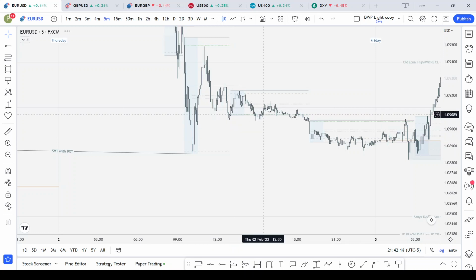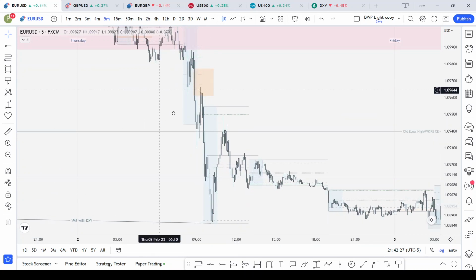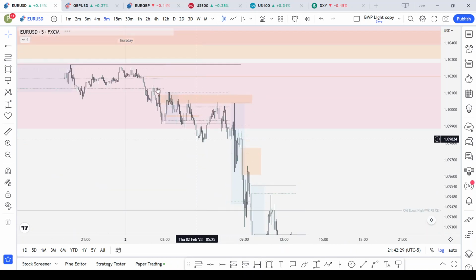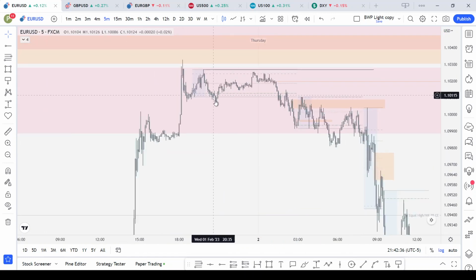Close below it, rallies into the middle, rejects. Close below this one, rallies into the middle, rejects. Close below here, rallies into the body here, the highest body close, rejects.